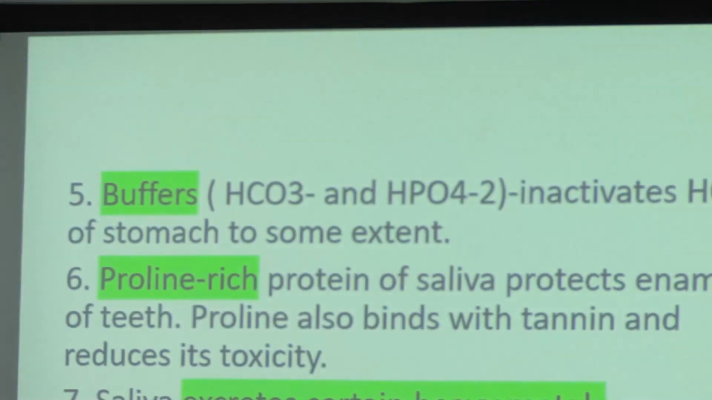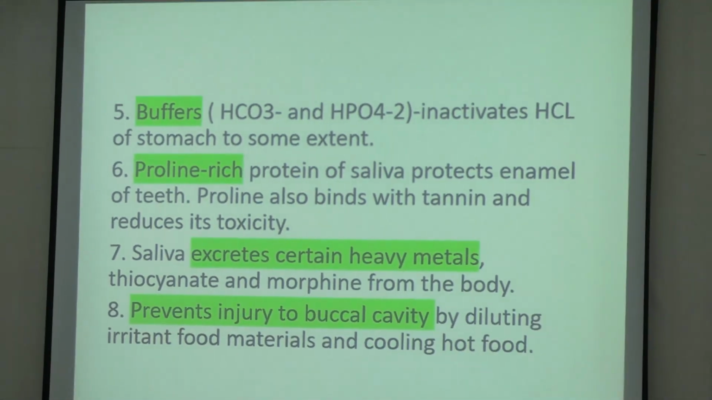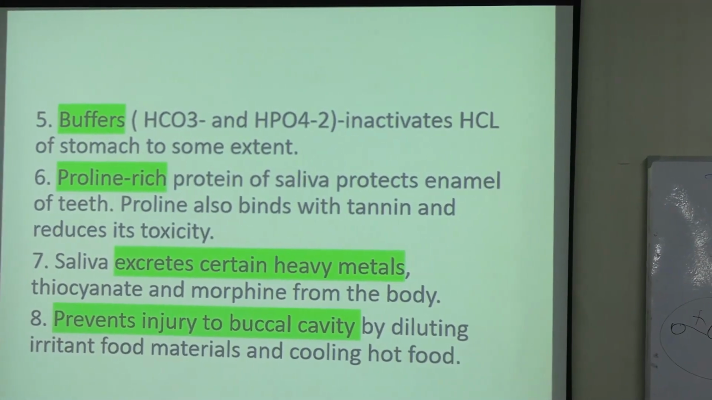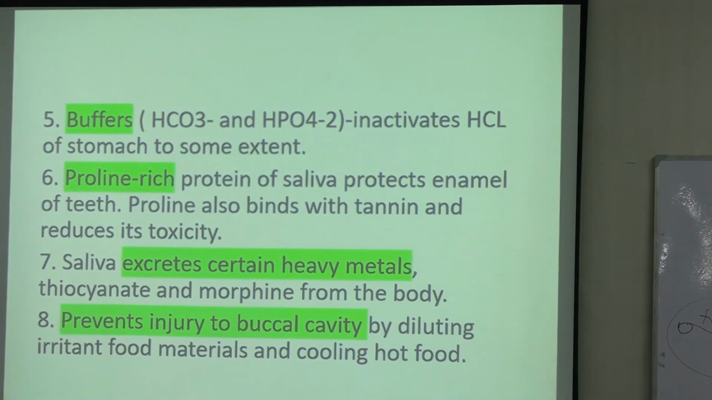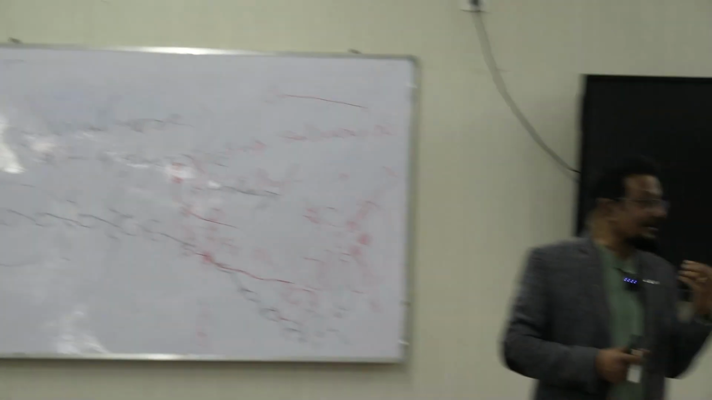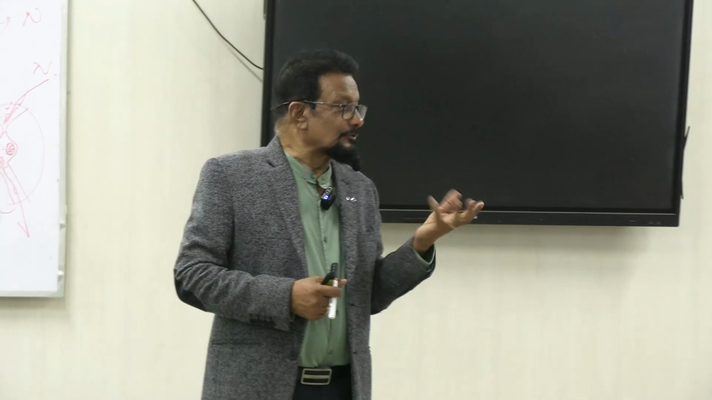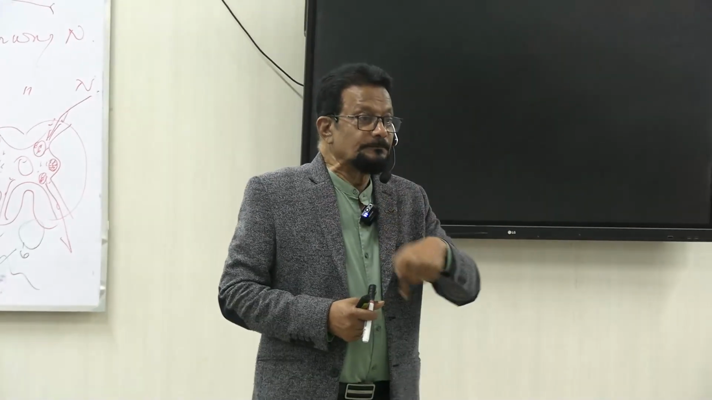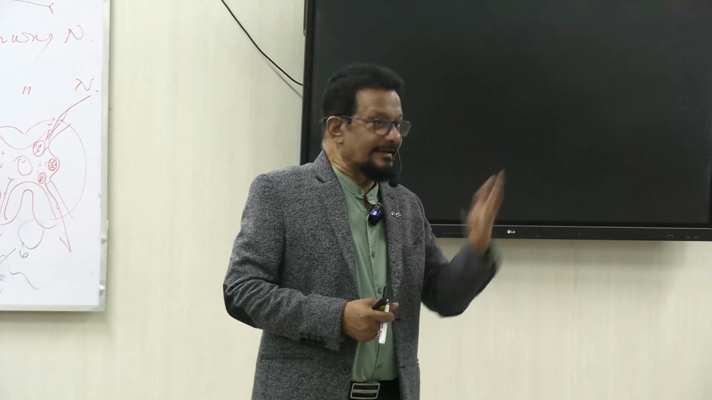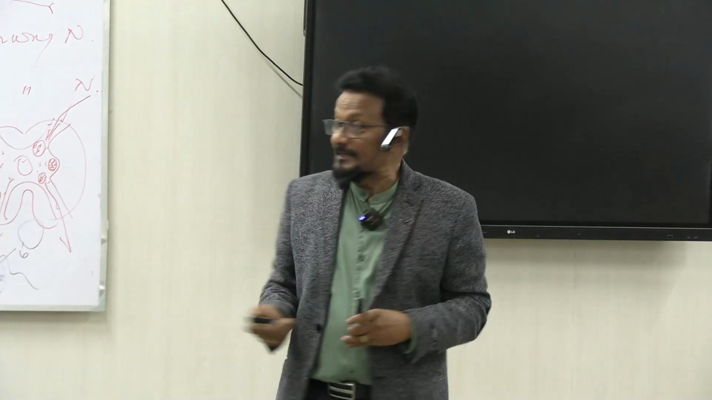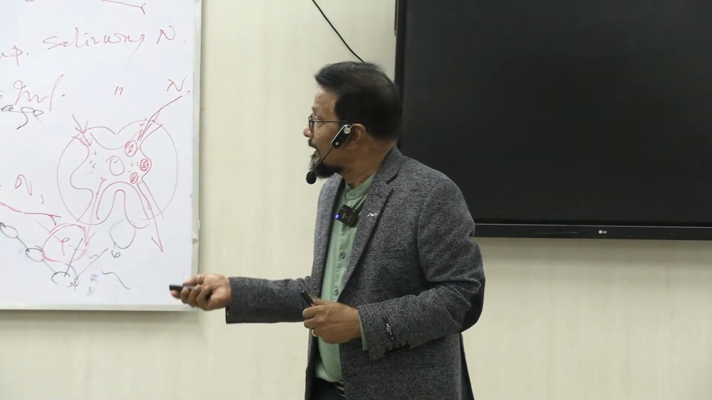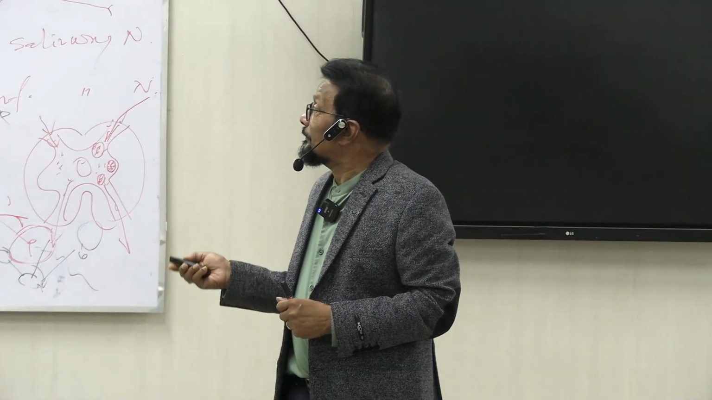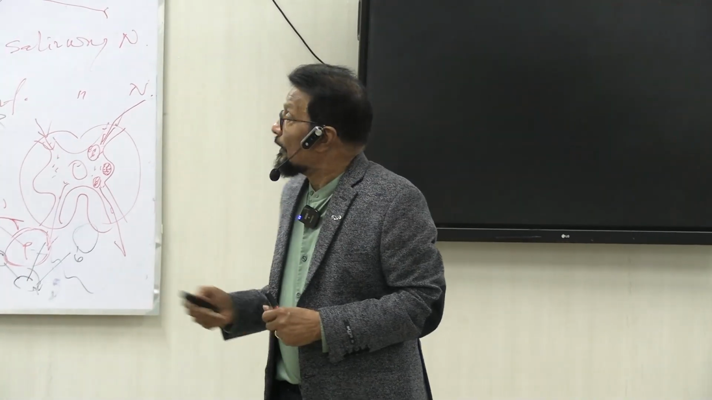Saliva excretes certain heavy metals like mercury. Through foods, we are ingesting mercury and lead. These are harmful for the body, so the body excretes them through saliva. Thiocyanates, for example, are excreted through saliva. Proline is already told.